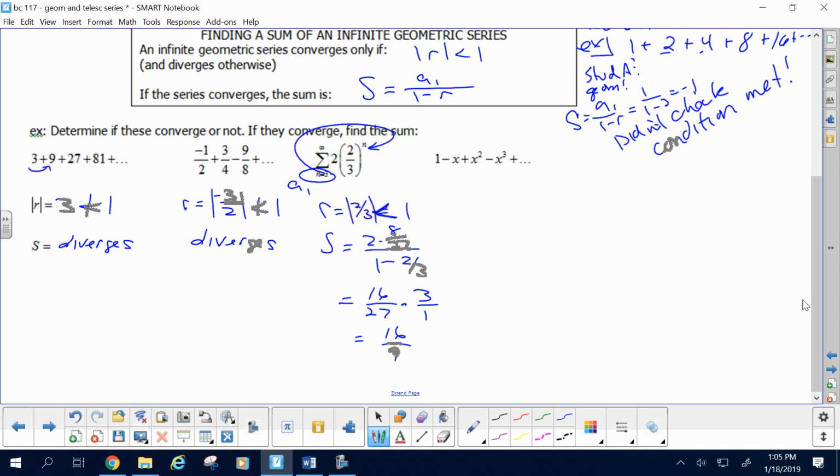The only effect is on the a1. It did show up here. It affected a1, but it didn't affect the common ratio. Okay. Yeah. So it is important. You can't blow it off altogether. Okay. All right. The last one is a power series.